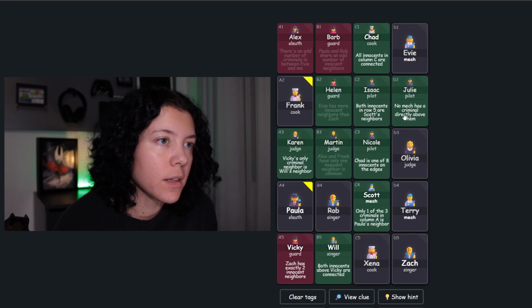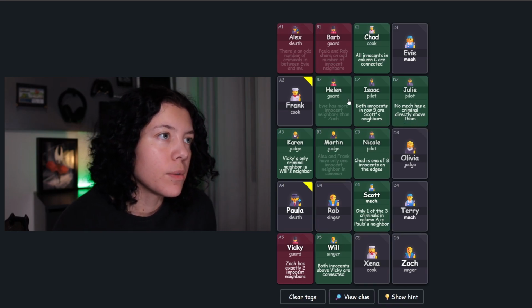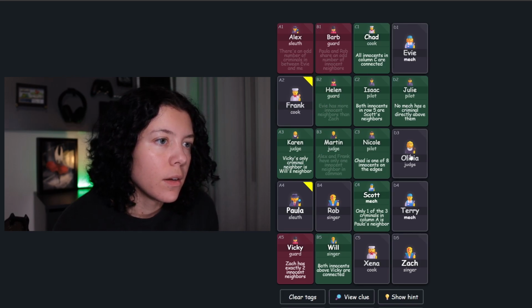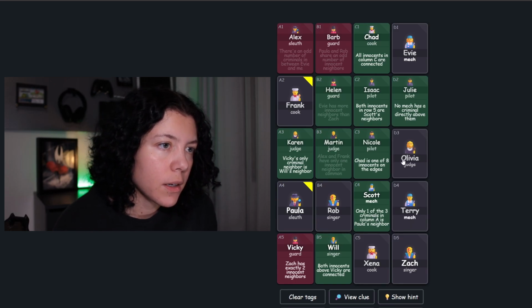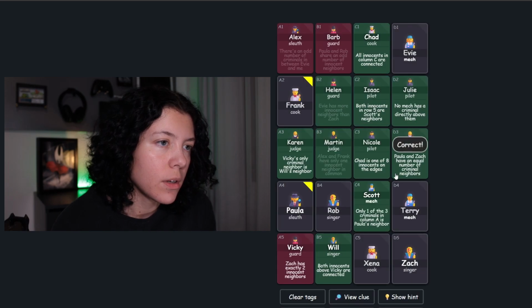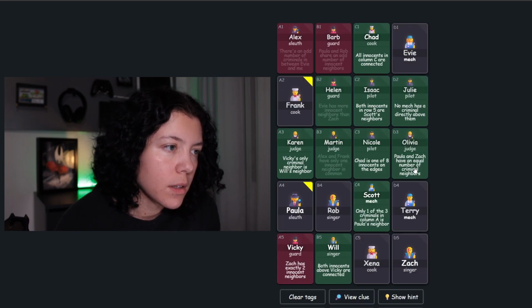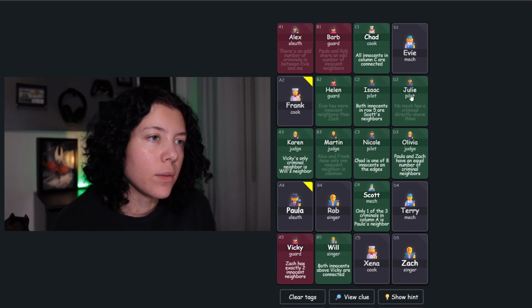Now Julie is telling us that no Mac has a criminal directly above them. All the Macs. Evie doesn't have anyone above her. Now Scott has an innocent above them. No Mac is a criminal directly above them. Terry is another Mac, so we know that this is an innocent and there are no Macs anymore, right? Okay, and we don't need this clue anymore.